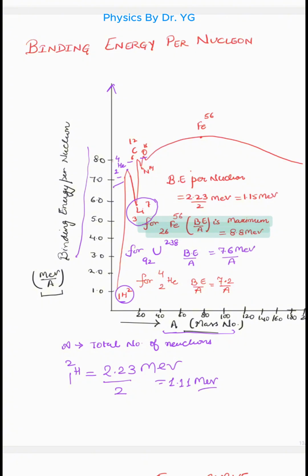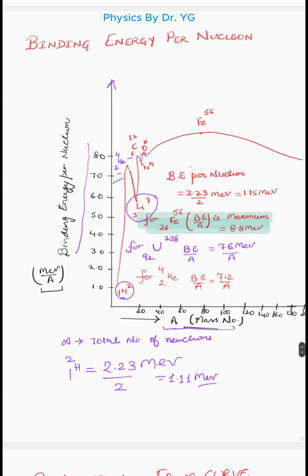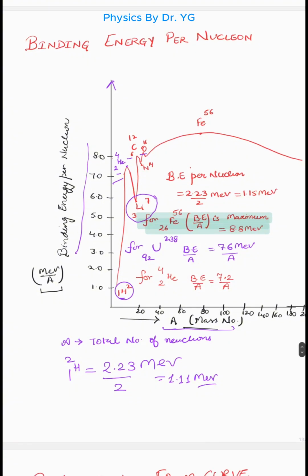Now we can conclude from this that the nuclei having mass numbers which are multiples of 4 show a higher value of binding energy per nucleon. A higher value of binding energy per nucleon means they show the stability of these nuclei. Means these nuclei are much more stable than the lithium and nitrogen and all other elements which are present all around these nuclei.